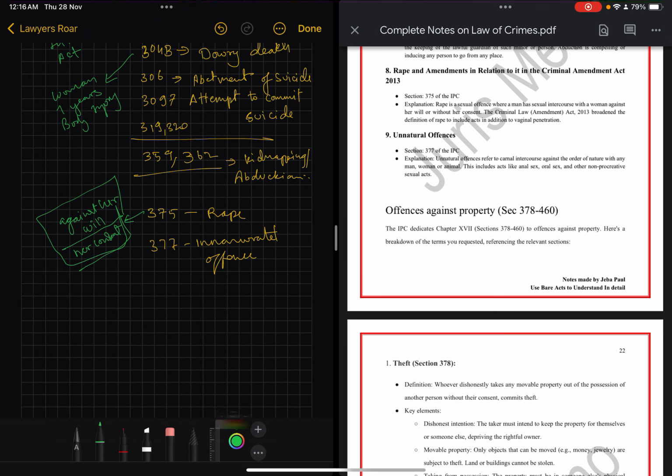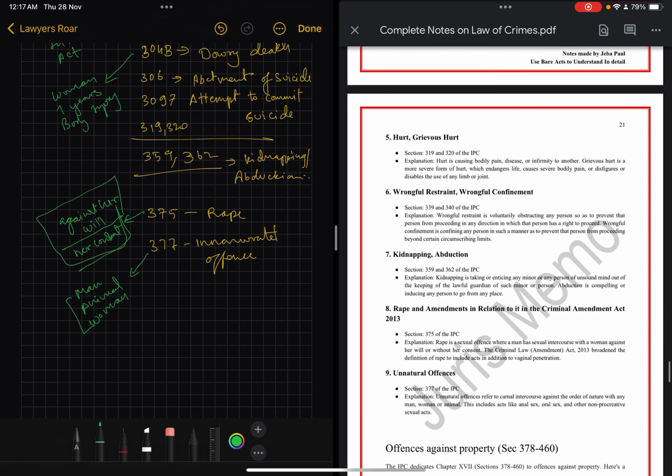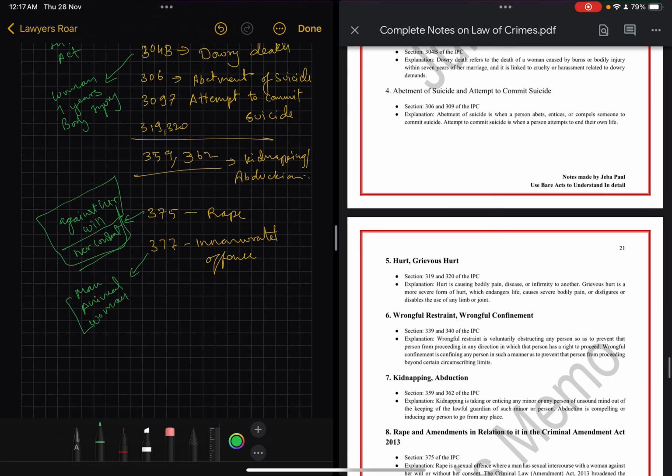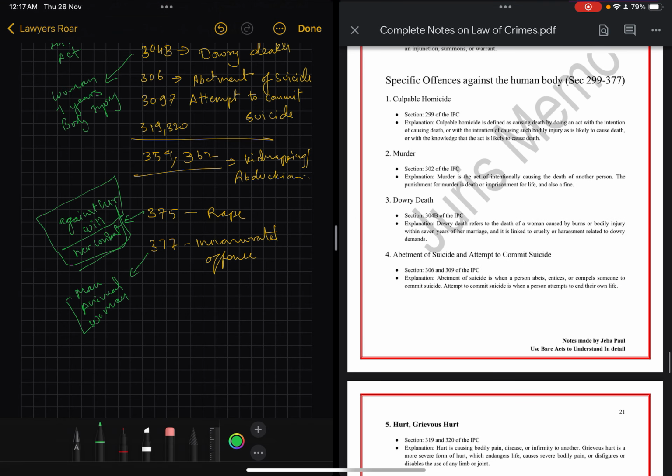You can describe here man, animal, woman, all three. So these are the 9 different types of offenses that we have looked at today that are committed against the human body.